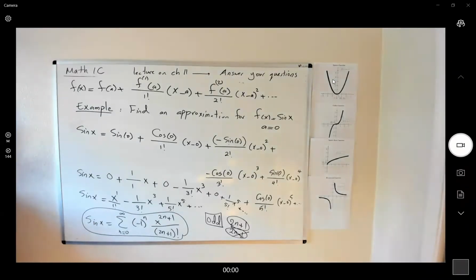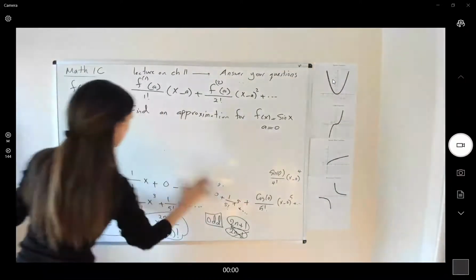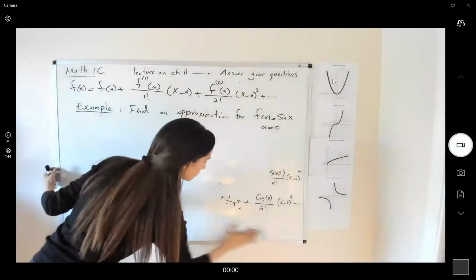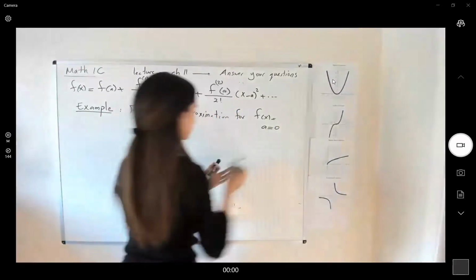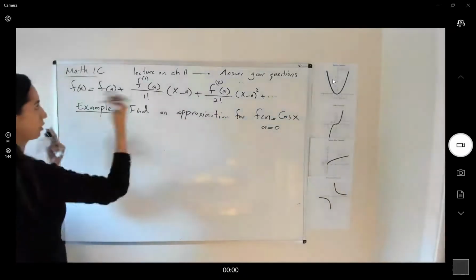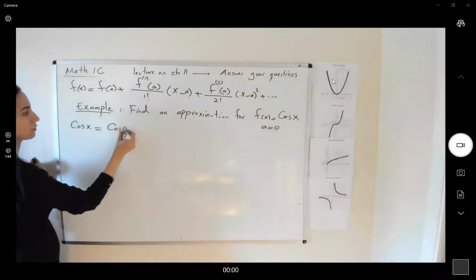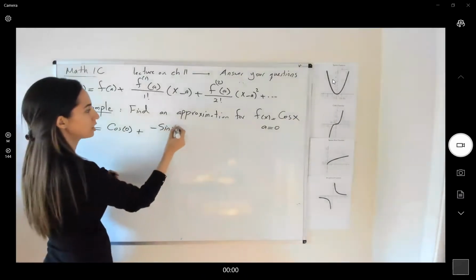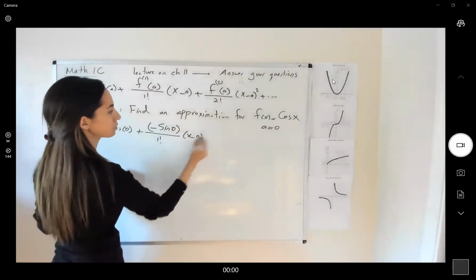Okay, let us write the approximation for the cosine function. Now you have f of x equals cosine x. Okay, let us follow the formula. Cosine x is equal to cosine of 0 plus the first derivative of cosine, which is negative sine at 0, divided by 1 factorial times x minus 0.